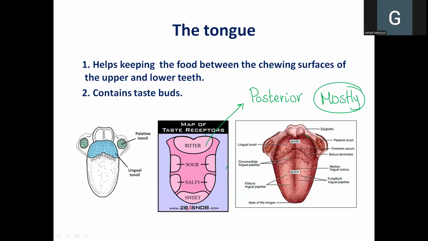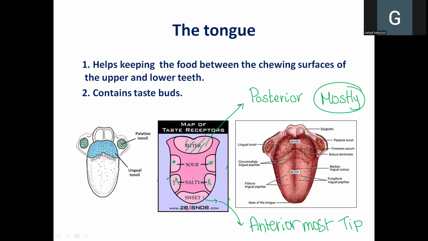And this is very important. When I say that this area is for bitter, those two areas are for detecting sour taste, those two areas at the edges of the tongue for detecting salty taste, and the tip of the tongue is for detecting sweet things or sugary things. I mean, where they are best detected. So the bitter taste is best detected at the posterior most part of the tongue. The sweet taste is mostly detected at the anterior most part of the tongue, or what we call the tip of the tongue.